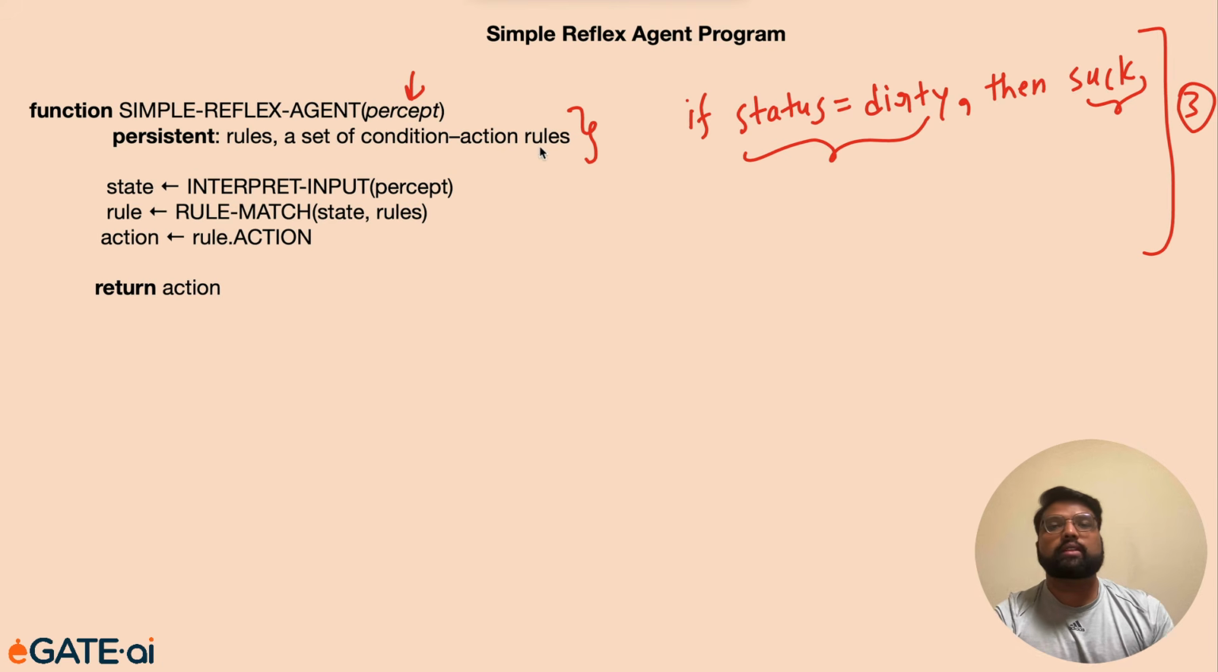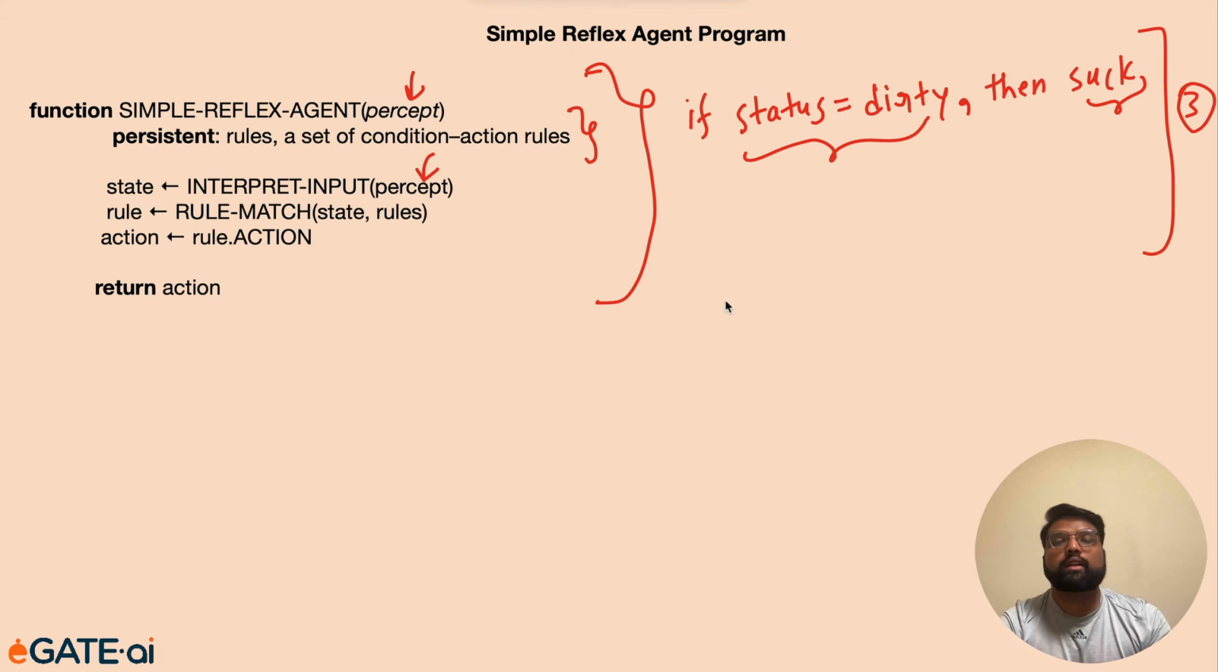Basically, it will interpret the percept, which we are calling the current state, and it will match it against the rules: this is the current state, that means this is the current percept, what rules are there, and given the list of rules, which rule is matching the current percept. It will give you that rule, and according to that rule you will select the action, right? And you will return the action from this function. So this is a program for simple reflex agents, right?